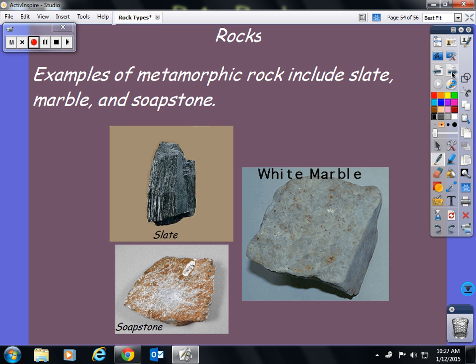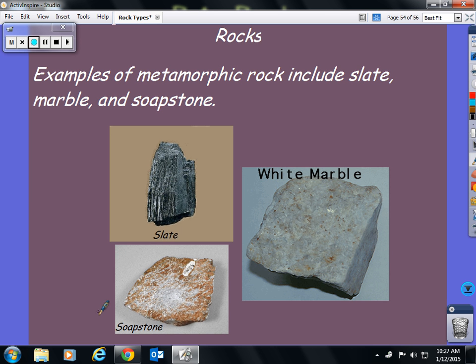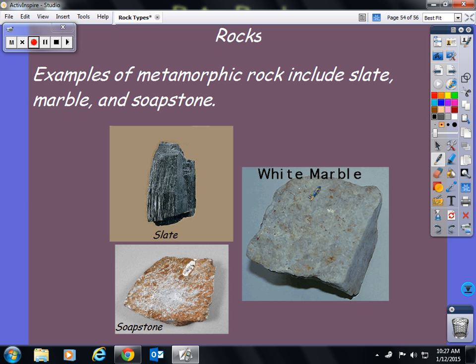There are some examples. There's slate, soapstone. Soapstone was talc, and then it becomes soapstone. Marble.